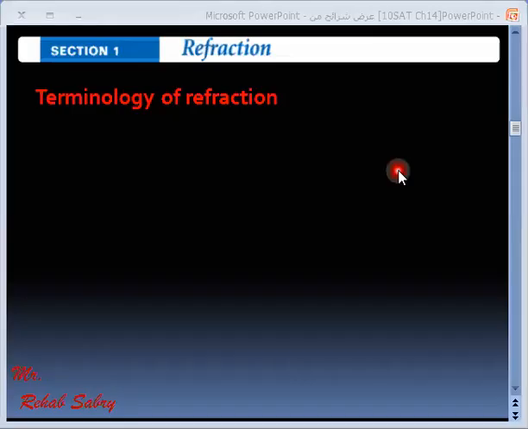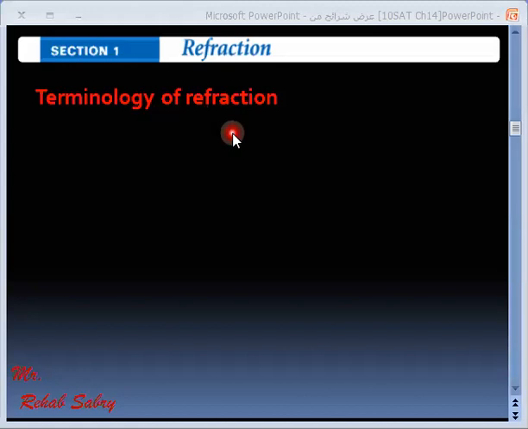Now, inshallah, we will talk about the terminology of refraction. Terminology of refraction will give us some important notes about the terms that we have to use when we describe refraction and their definitions.